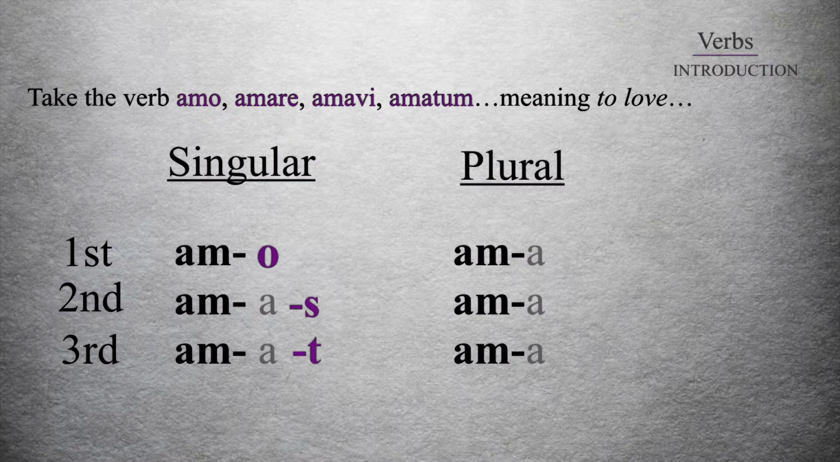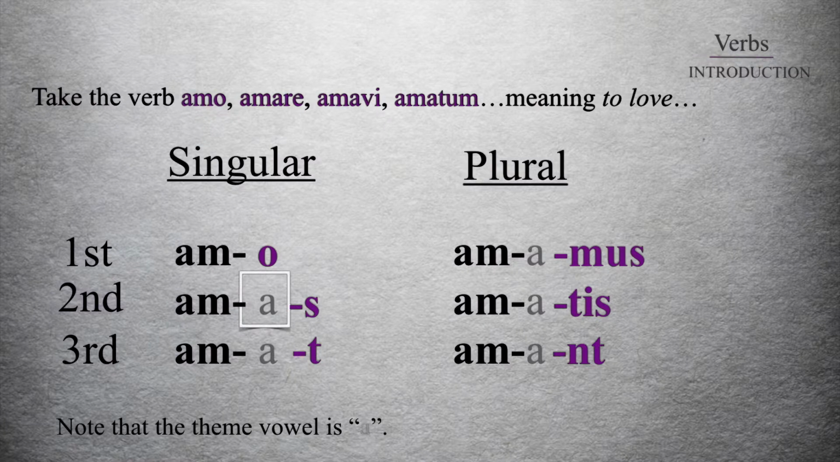O, s, t, mus, tis, nt. A mnemonic device you might use to help remember these endings is "os to mus, tisn't." Mnemonic devices are a great way to remember Latin endings. Now you may have noticed that amo has a theme vowel, a, and we'll talk about that in the next section.